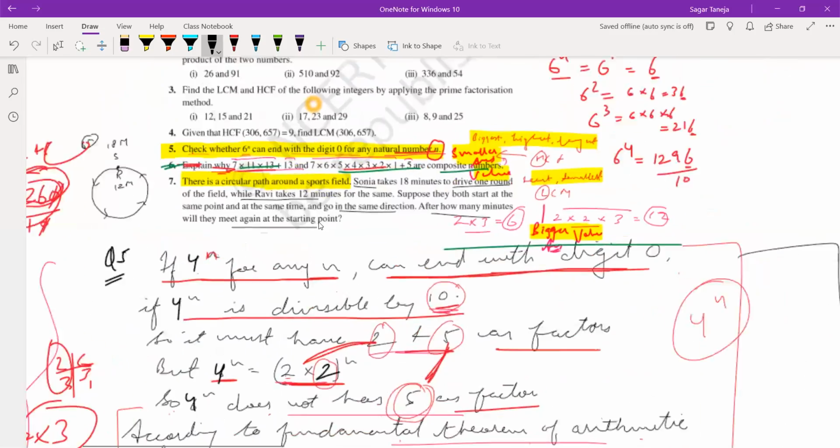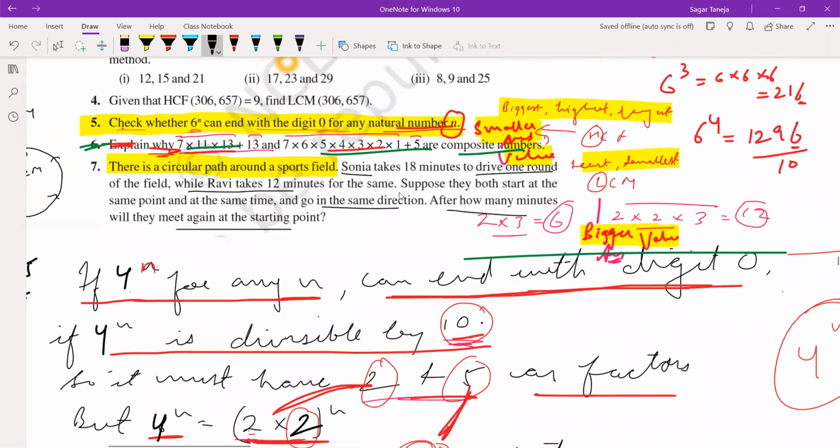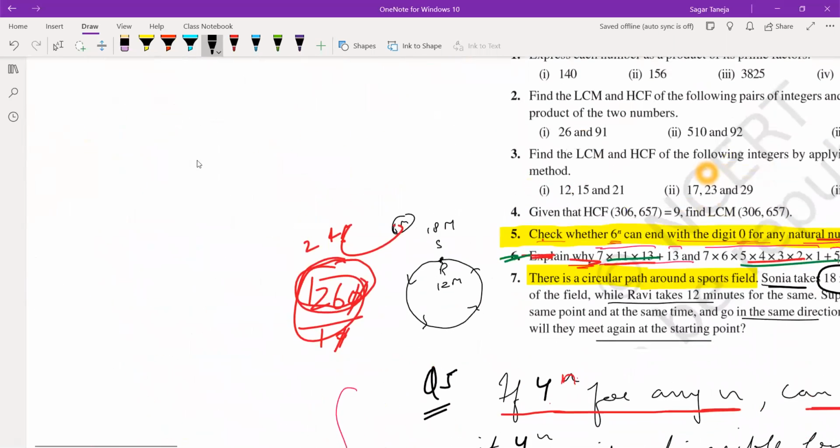And the last question is about taking out LCM. Sonia takes 18 minutes to drive one round. See this? This is also made here. There is a circular park and this is the starting point. So Sonia takes 18 minutes to complete this one round and she reaches here after 18 minutes. And Ravi also starts from the same point and he takes only 12 minutes to reach the starting point. Okay. Then after how many minutes will they be able to meet again at the starting point?